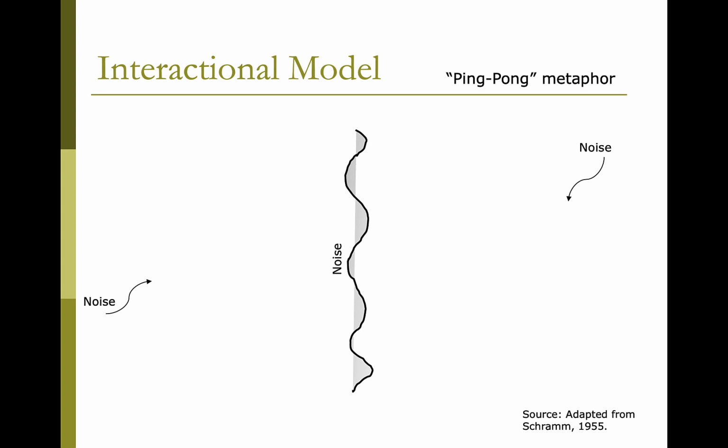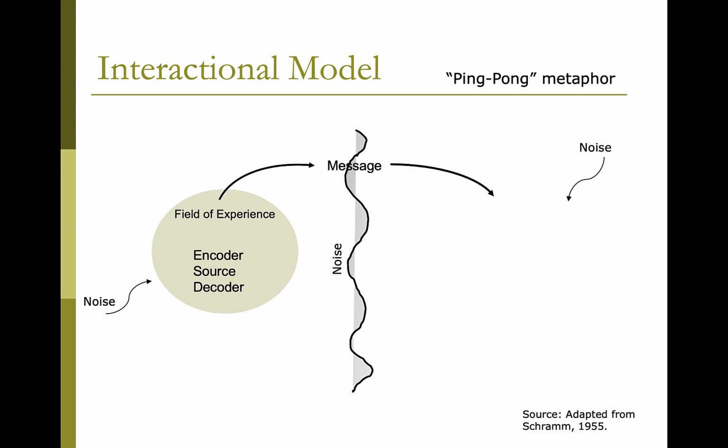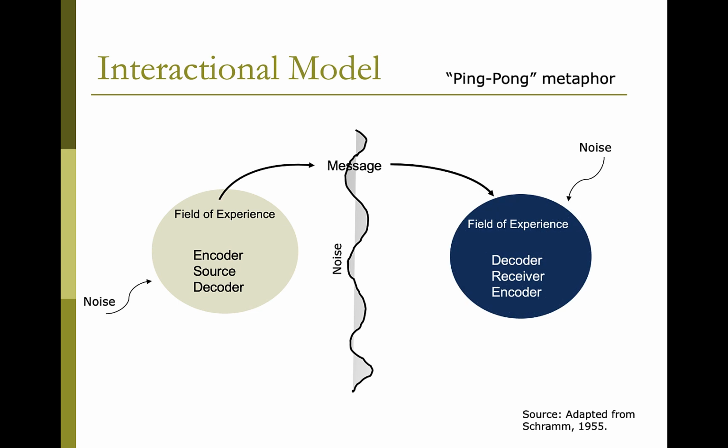The second stage of this model, you can see it didn't take very long. 1954, 1955, Wilbur Schramm thought, there's more to the process that's going on here. And so our metaphor turns from bowling to ping pong. And what he's going to add is this idea, you've got this message, and there's more to that message than just a one-way transaction or one-way message going in one direction.